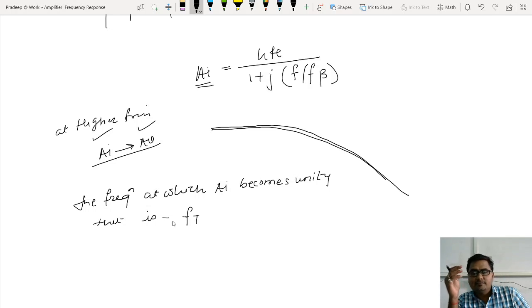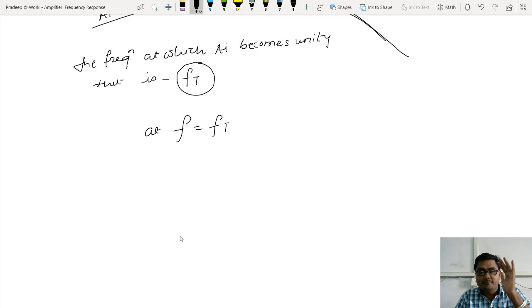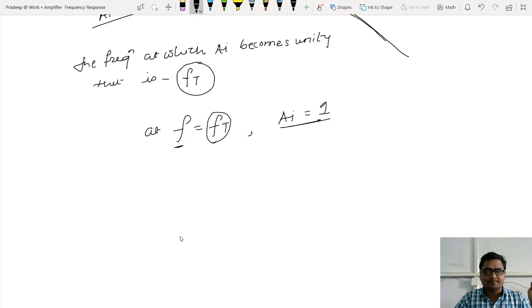The frequency at which the short circuit current gain of an amplifier becomes 1, becomes unity, that frequency is called FT. That is the last column of the transistor datasheet. It means I can say that at f equals FT, AI will be equal to 1. The frequency at which current gain equals 1 is called FT.